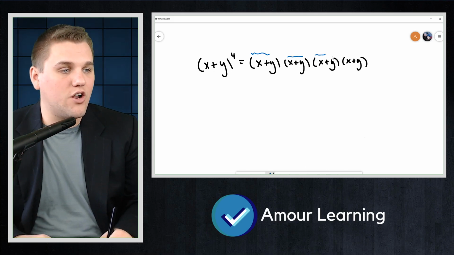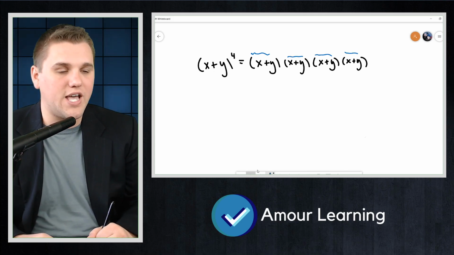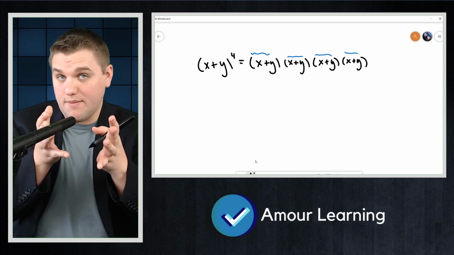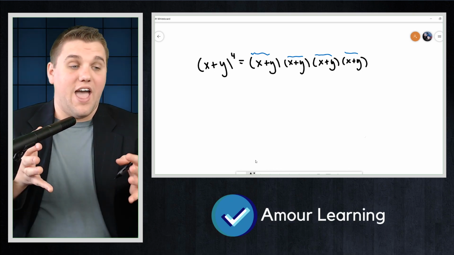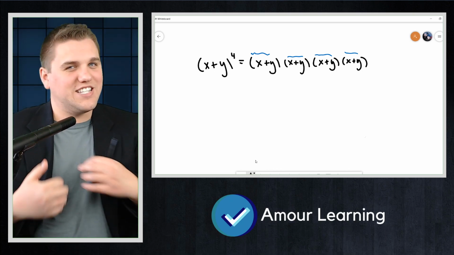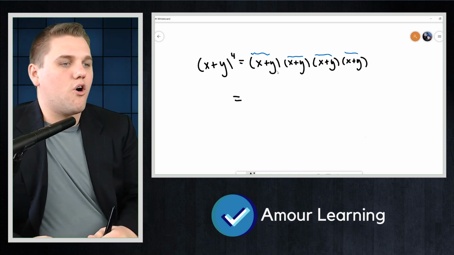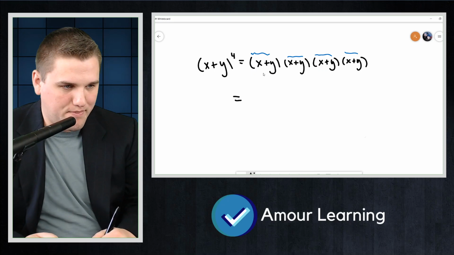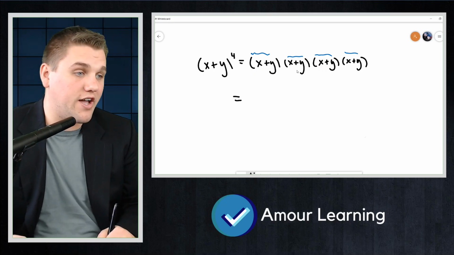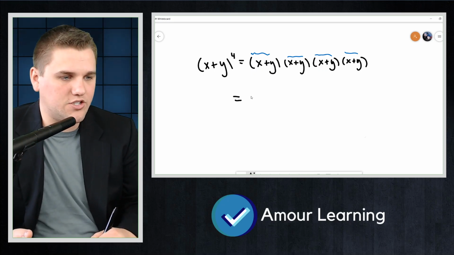Now, I'm not going to sit here and write all of those 16 terms out. I recommend you do that. And I'm just going to simplify this. So for my x to the fourth power, I can only get that if I multiply out all the x's here. So there's only one of those.